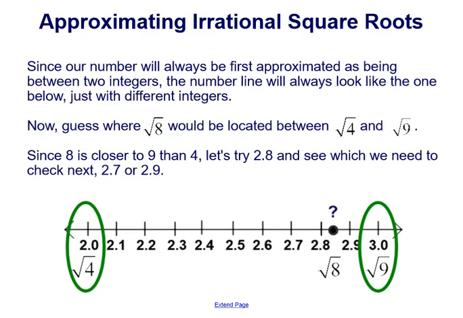Since our number will always first be approximated as being between two integers, the number line will always look like the one below, just with different integers. Again, we're using 2 and 3, but it can be any two integers depending on where the square root of your number is located. Now let's guess where the square root of 8 would be located between the square root of 4 and the square root of 9. Since 8 is closer to 9 than 4, let's try around 2.8 and see which we need to check next, 2.7 or 2.9.